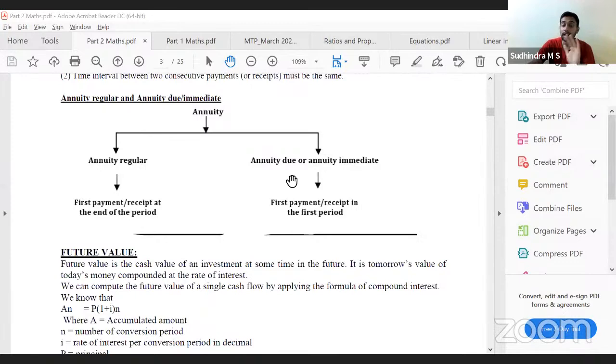The difference between regular and due, how to identify in the examination. Simple. If they say amount is deposited at the beginning of the year, it is annuity due. If they say amount deposited at the end of the year, it's annuity regular. If they don't say anything, we presume that it is at the end of the year. It is annuity regular.